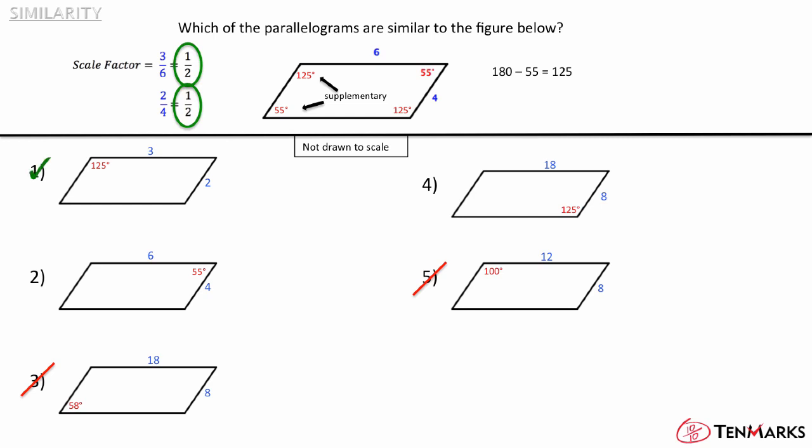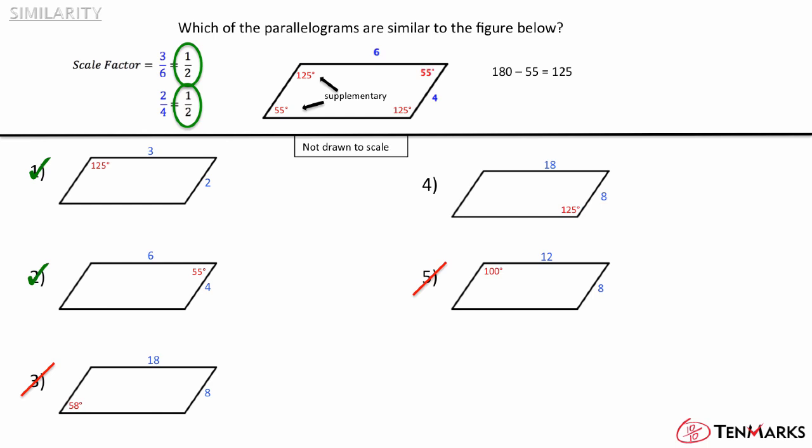What about answer number 2? Notice the parallelogram is exactly the same as the one in the problem. Are congruent figures similar? They have equal angles and proportional sides, right? Which means the scale factor would just be 1. So the figure in answer number 2 is similar as well.